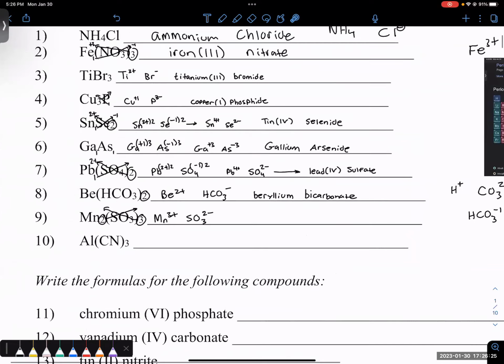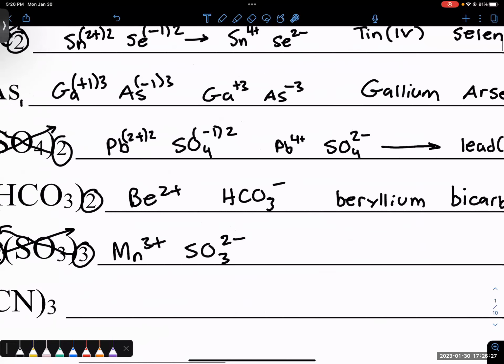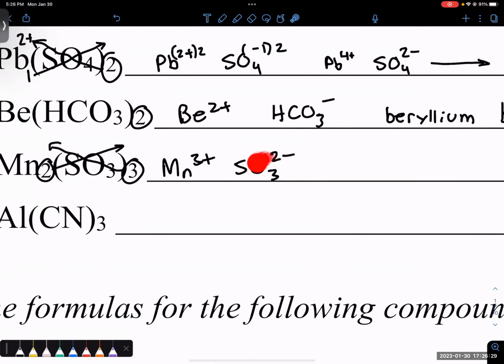Now, to figure out if it's the correct charge, we have to look at this polyatomic anion. What is the name of this one? So that one's sulfite, and we know sulfite should have a charge of what?